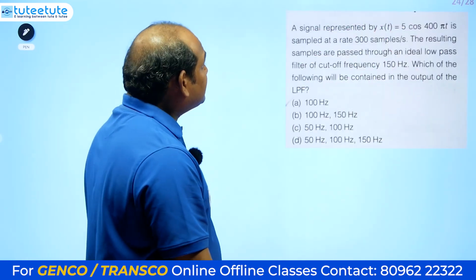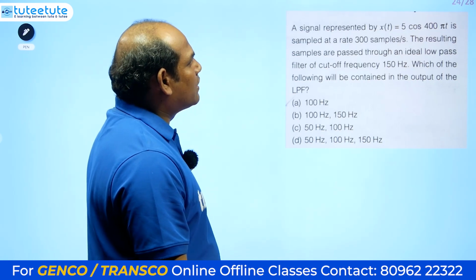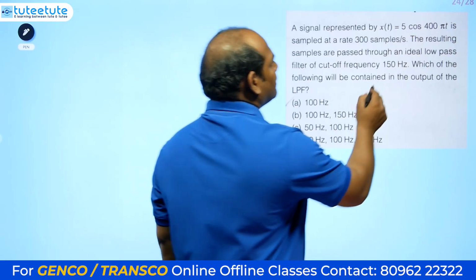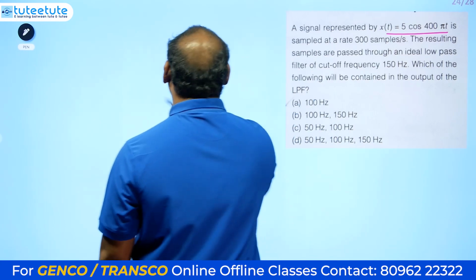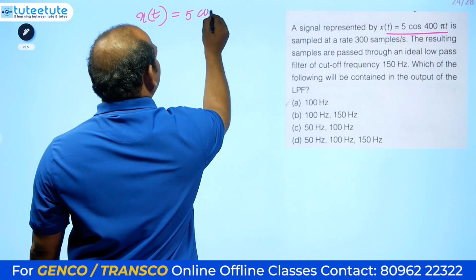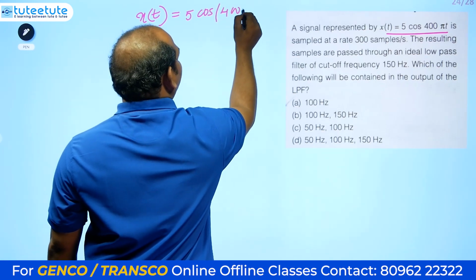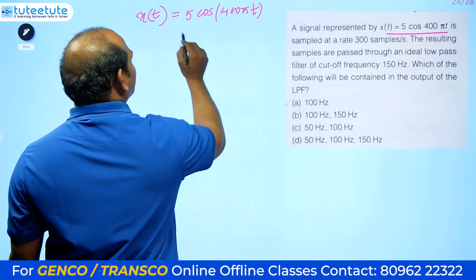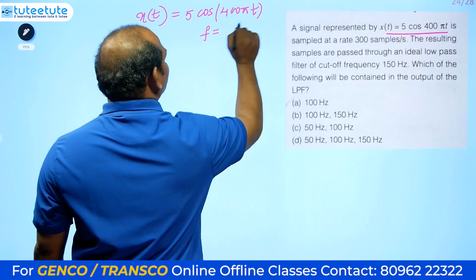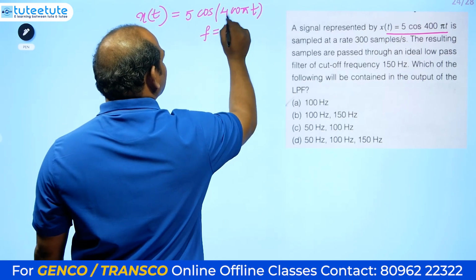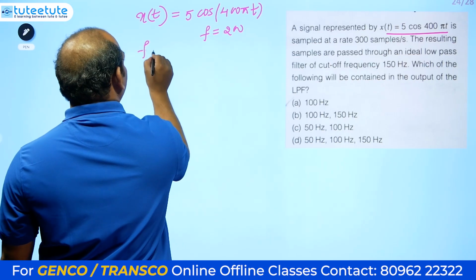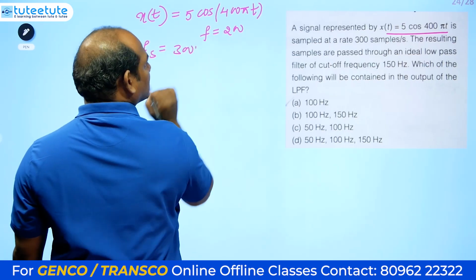Next one, a signal represented by x of t is equal to 5 cos of 400 pi t is sampled at the rate of 300 samples per second. So they have given one signal x of t, that is what I am writing here. x of t is equal to 5 cos of 400 pi t. From this we can tell the amplitude is 5 and the normal frequency, if you divide by 2 pi, pi will be cancelled, here it is 200. It is sampled at the rate of 300 samples per second, so fs is equal to 300. That is what they have given.